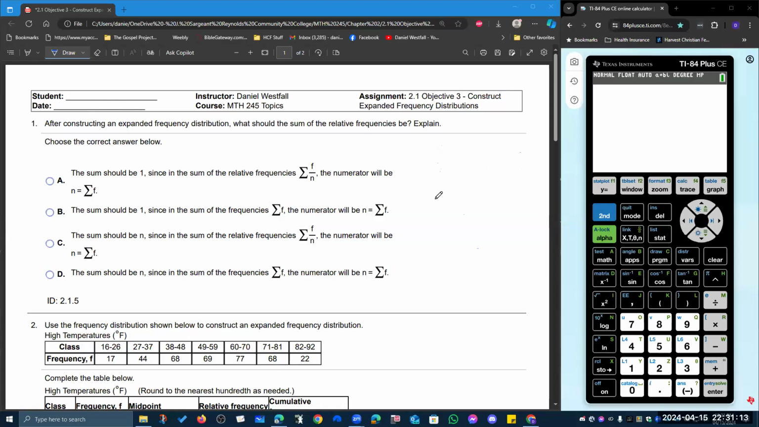In this video, we're going to talk about 2.1 Objective 3, where we construct expanded frequency distributions. Let's go ahead and get started here. After constructing an expanded frequency distribution, what should the sum of the relative frequencies be, and explain? The sum of all the relative frequencies should be 1.